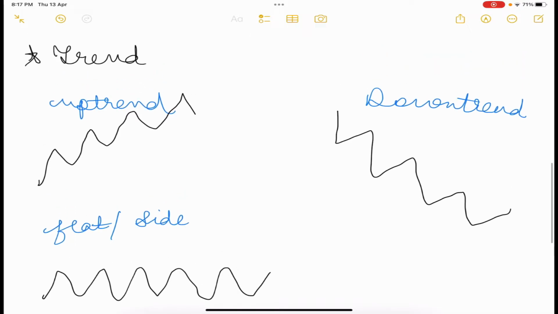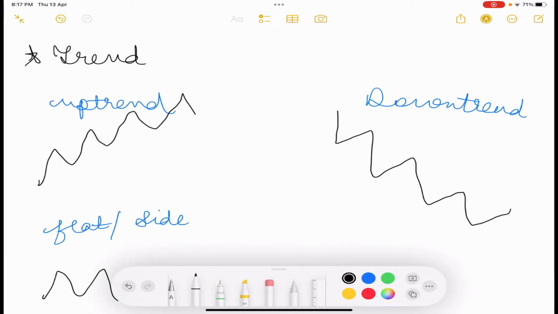Now in the uptrend, we'll be seeing examples. The stock is creating higher highs and higher lows. What do I mean by higher highs and higher lows? The next high is higher than the previous high. Simple, very logical. That's why it's called higher highs, or it is called as higher peaks, right?